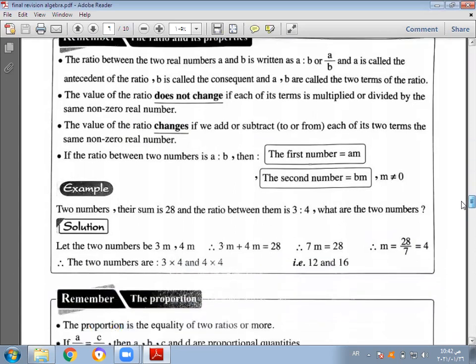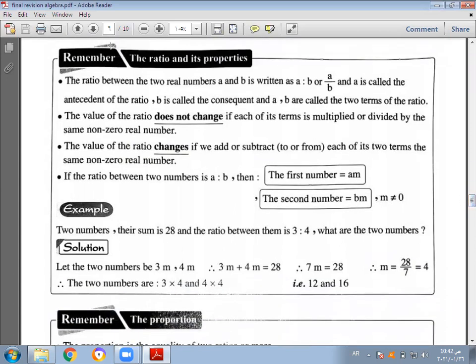Let's move to ratio and proportion. We know that the ratio between two real numbers a and b is written as a to b or a over b. a is called the antecedent of the ratio, b is called the consequent, and a, b are called the two terms of the ratio. The value of the ratio doesn't change if each of its terms is multiplied or divided by the same non-zero real number.